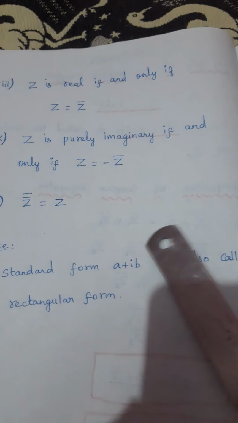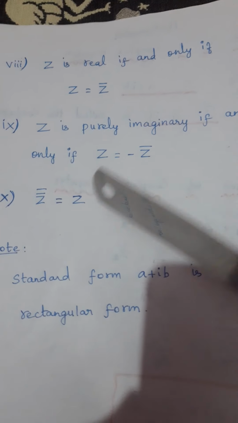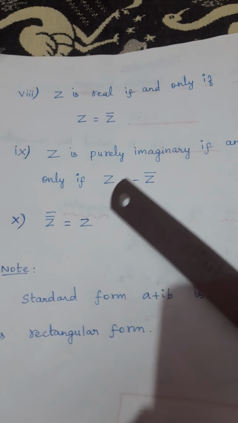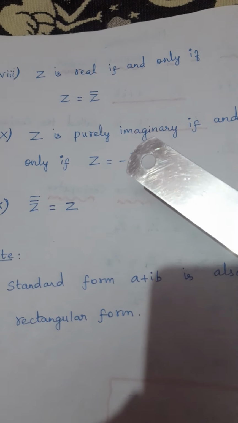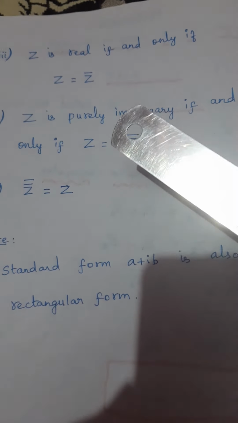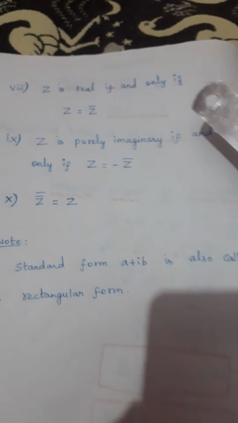I think you will understand this. These are all properties of complex conjugates, 10 of them. All the 10 properties, just try to learn them. And apart from learning, you should write these things in your classwork neatly, right?